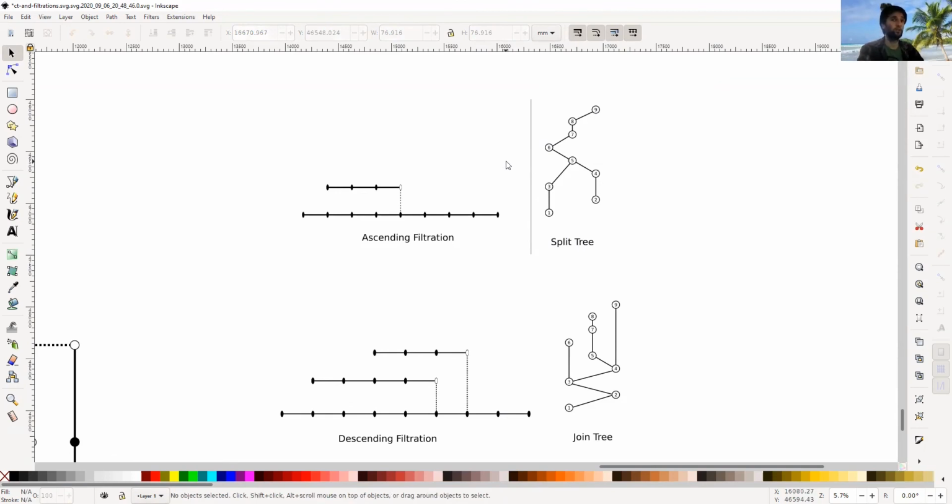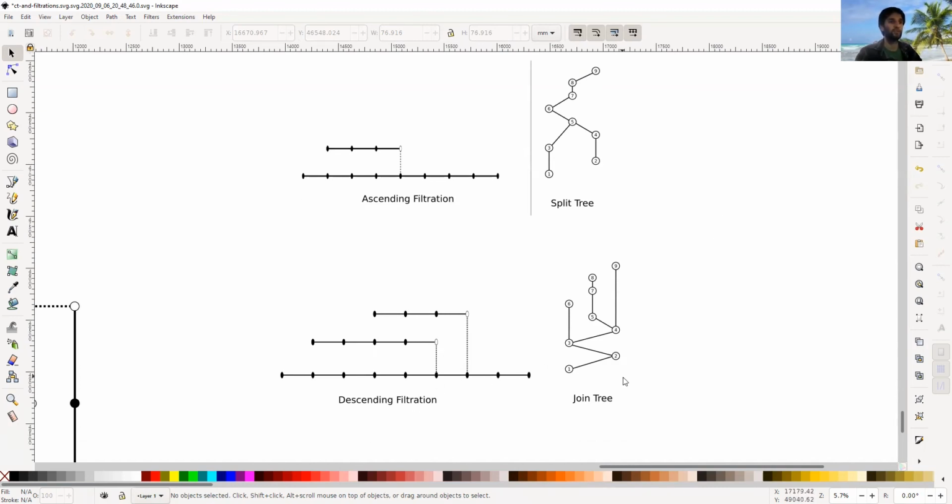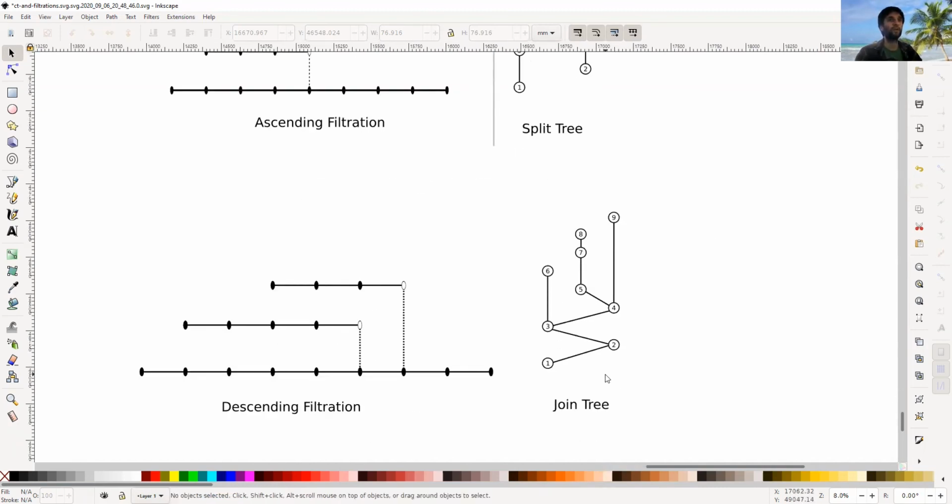Now, once we have the tree, the convenient thing is that we can use algorithms from computer science to traverse the tree and to extract information from it. For example, if we look at the descending filtration in the join tree, we can use the tree to first identify a seed for each one of the connected components, so 6, 8, and 9, and then we can traverse those connected components given a threshold.